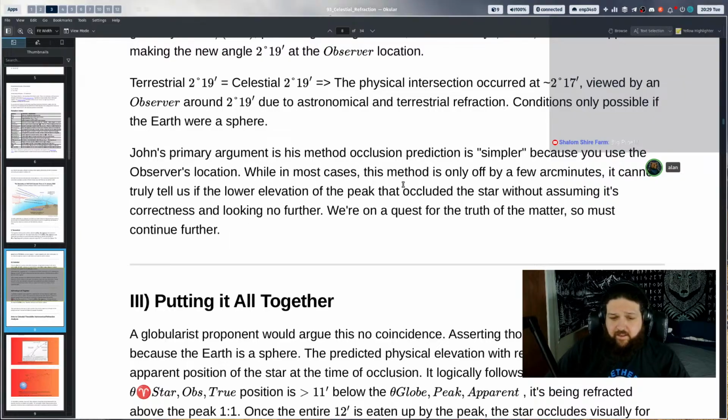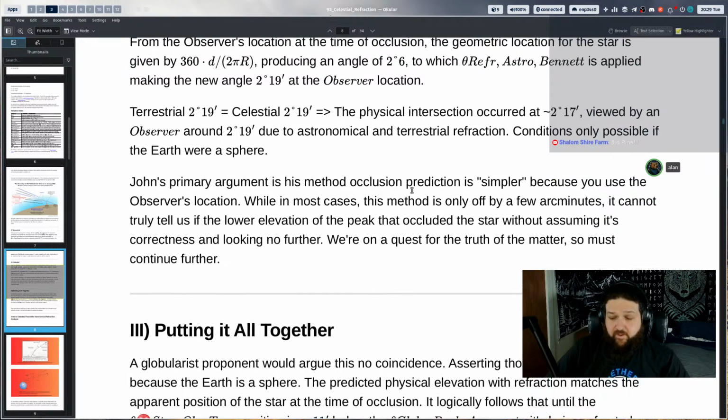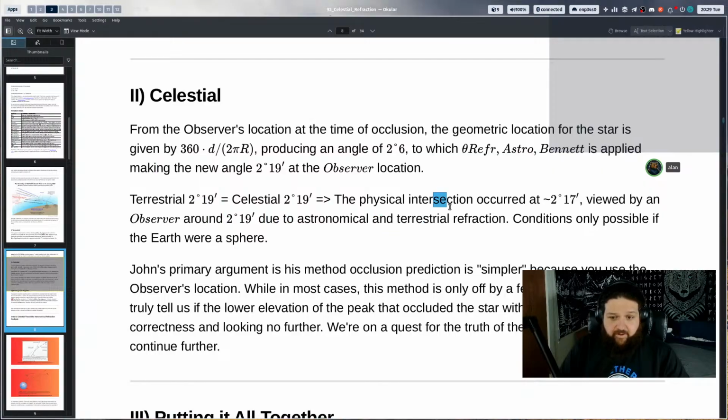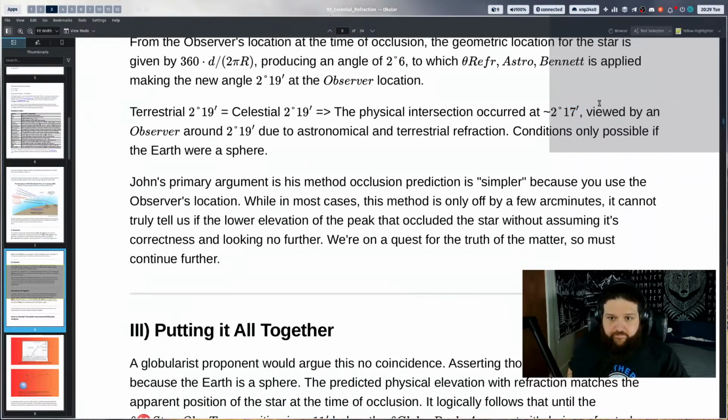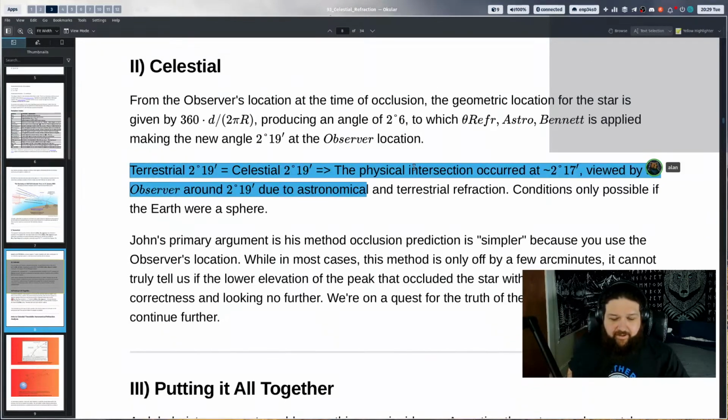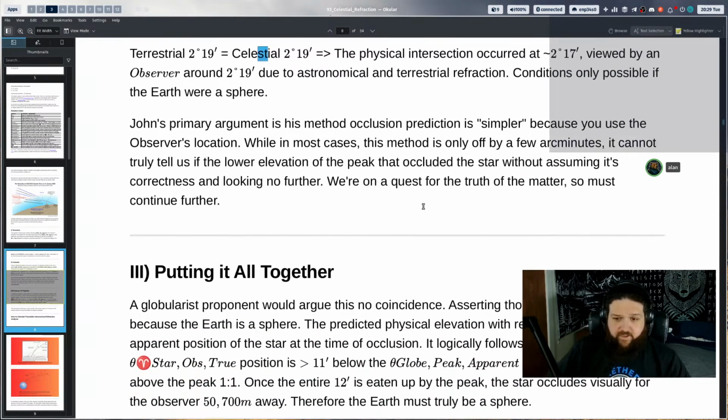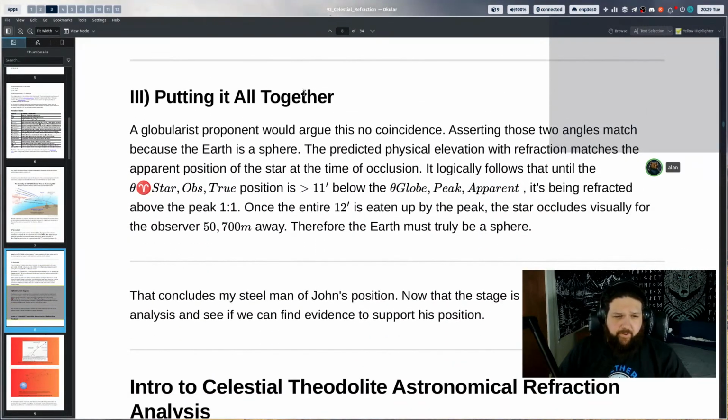The primary argument is that this method is simpler because you only have to go to where the observer is. You don't have to reference where the peak is. For some reason it's taboo to reference where the peak is, even though the purpose of it is to determine the occlusion with respect to that, so you can know for sure if any of this is true, because we need to know what happened on the other side of the mountain to determine if this hypothesis is correct, right? Just looking at it from the observer position tells us nothing unique or independent. So we put it all together now. A globularist proponent would argue that this is no coincidence, asserting that the two angles match because the Earth is a sphere.